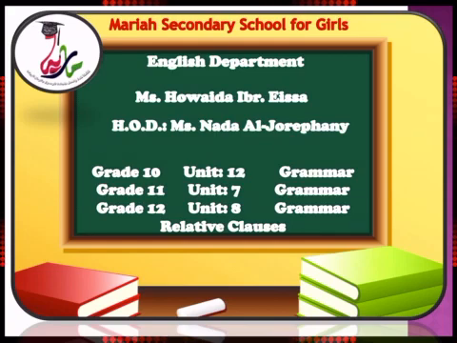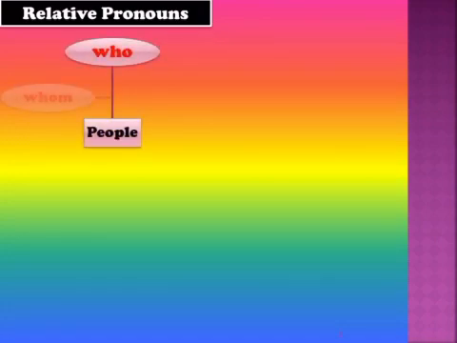Today we are going to tackle grammar for grade 10, unit 12, grade 11, unit 7, and grade 12, unit 8. We are going to explain the relative clauses or the relative pronouns. Let's start. The first relative pronoun is who. Who is used for people, but actually we use also whom and whose for people.